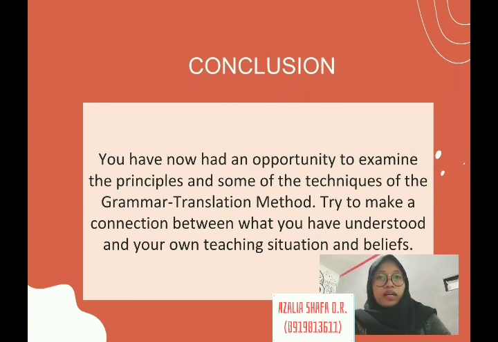of the grammar translation method which will be useful to you in your own teaching, and which ones? Then ask yourself until you have the technique that makes you comfortable and easy to understand.